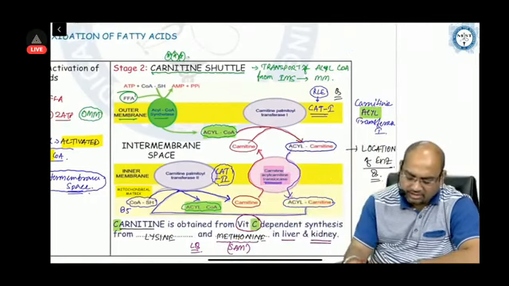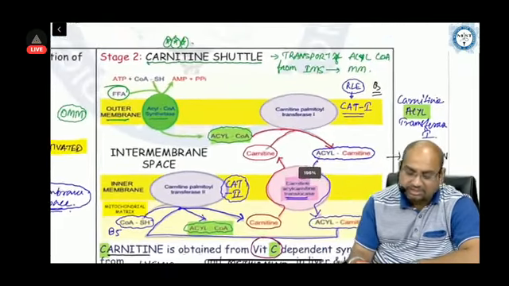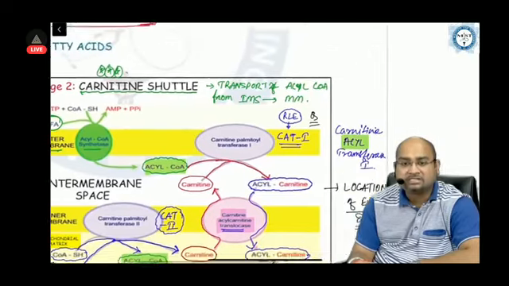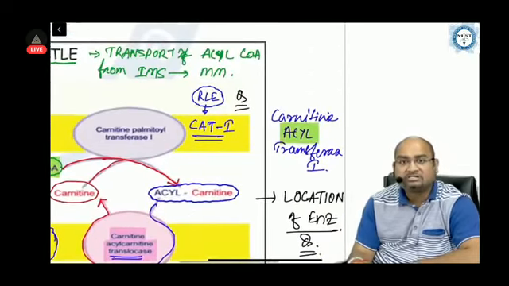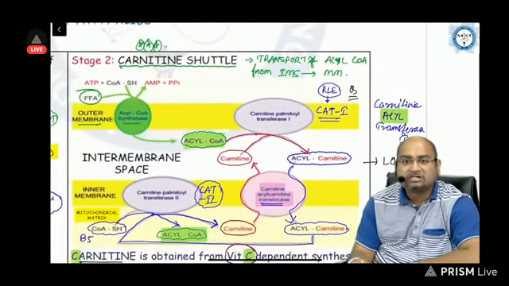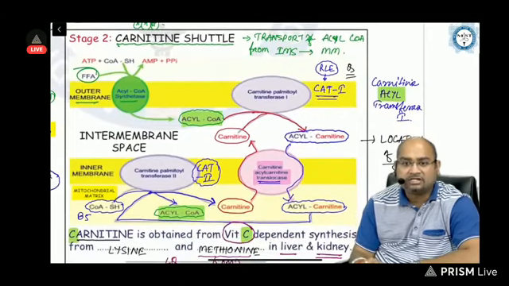Talking about the question, the rate limiting step is this shuttle itself, and this is the enzyme CAT1. CAT1, my dear friends, is the rate limiting enzyme.